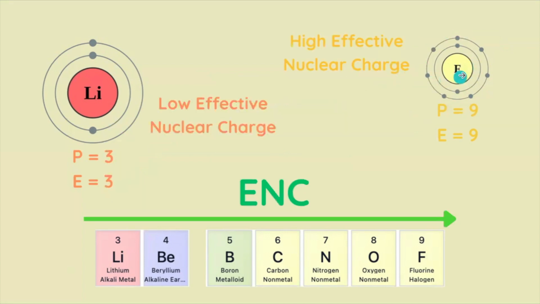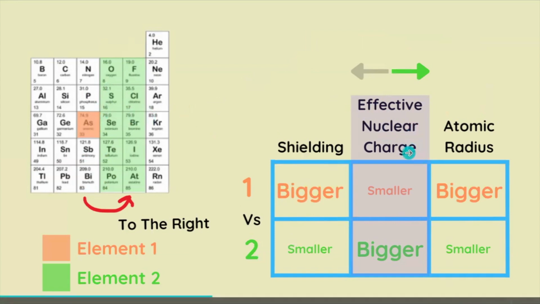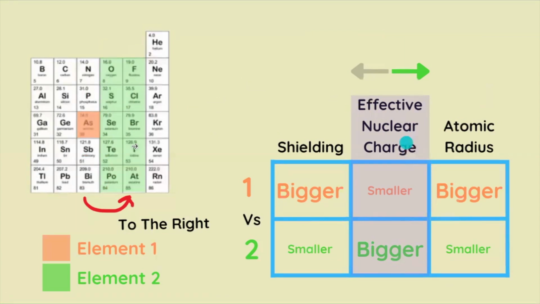This means that fluorine's nucleus is going to be better, stronger in attracting its valence electrons closer to itself, and we call this phenomenon effective nuclear charge. F has high effective nuclear charge, Li has low effective nuclear charge. So, effective nuclear charge increases as we go from left to right. So if 2 has bigger effective nuclear charge, it's going to be to the right of element 1.